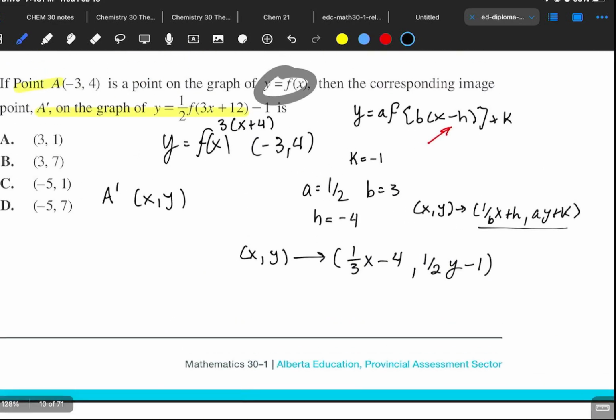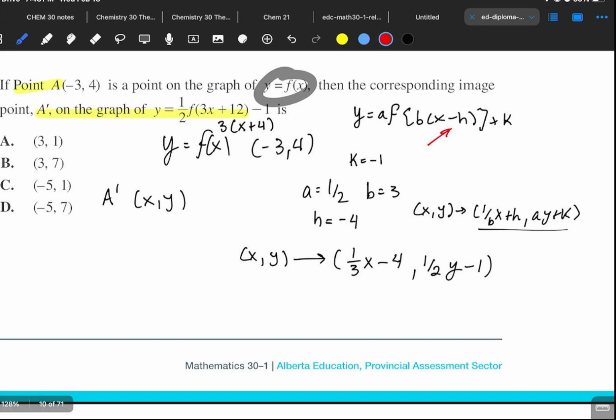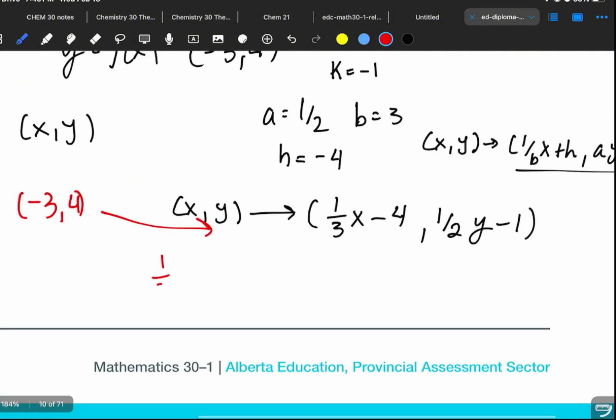So if we plug in our values for our original point, which is -3, 4, into the new mapping notation, we should get our new coordinates. So I'd say 1 over 3 times -3 minus 4 is equal to our new x value. If you were to do this in your calculator, if need be, you say 1 over 3 times -3 minus 4.